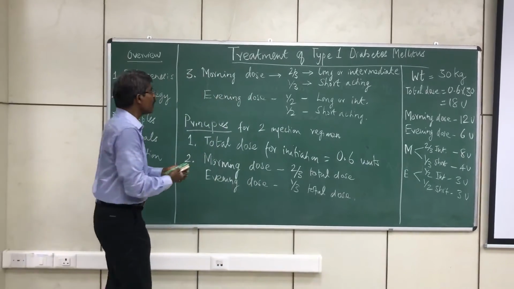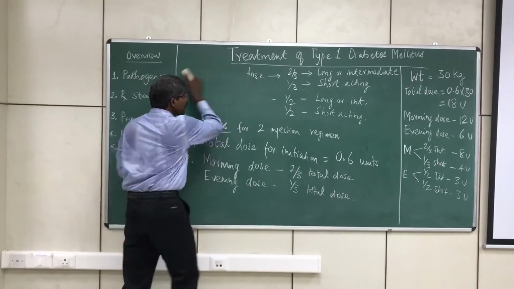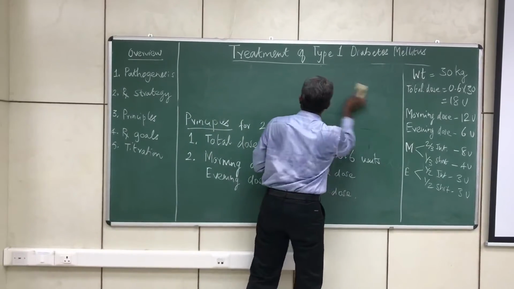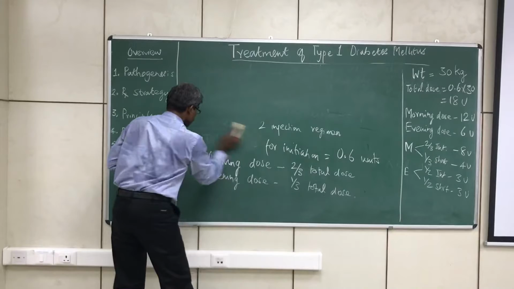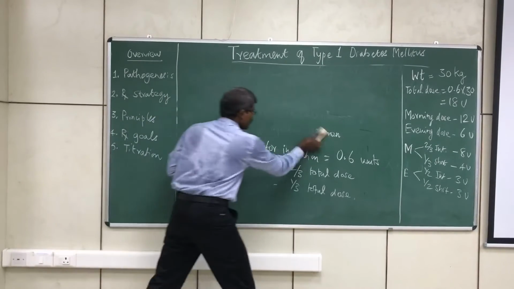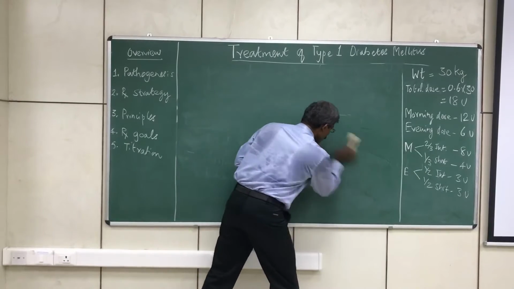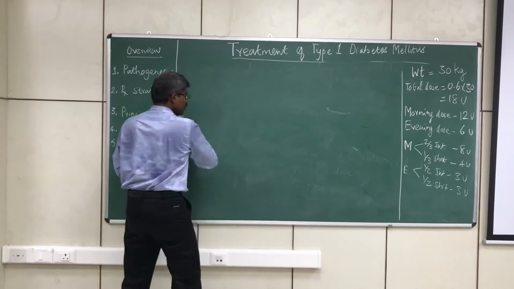Now how will we actually be initiating this regime? Let's see that also. Now let's take this boy. We know that for a 2 injection regime we need to give a short acting or rapid acting insulin along with the intermediate acting insulin.